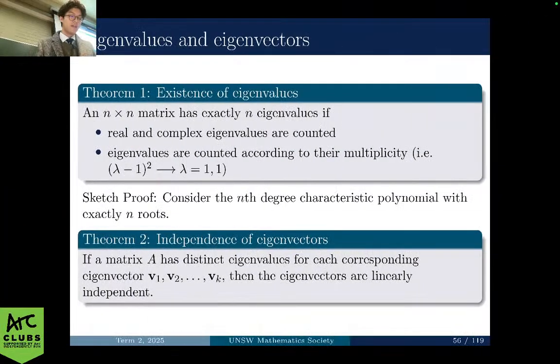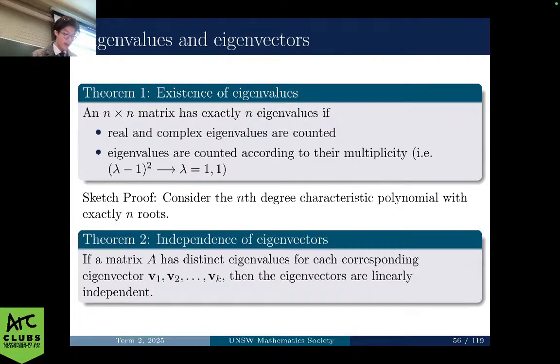Moving on. In terms of eigenvalues existing, if we have an n by n matrix, we will have n eigenvalues if we count real and complex eigenvalues all together. They are also counted by their multiplicity. So for example, let's say I solve the determinant of A minus lambda I equals 0, and then I get some sort of polynomial where I have a root of multiplicity 2, like here. Then both the eigenvalues are just 1, and they're both counted as eigenvalues.